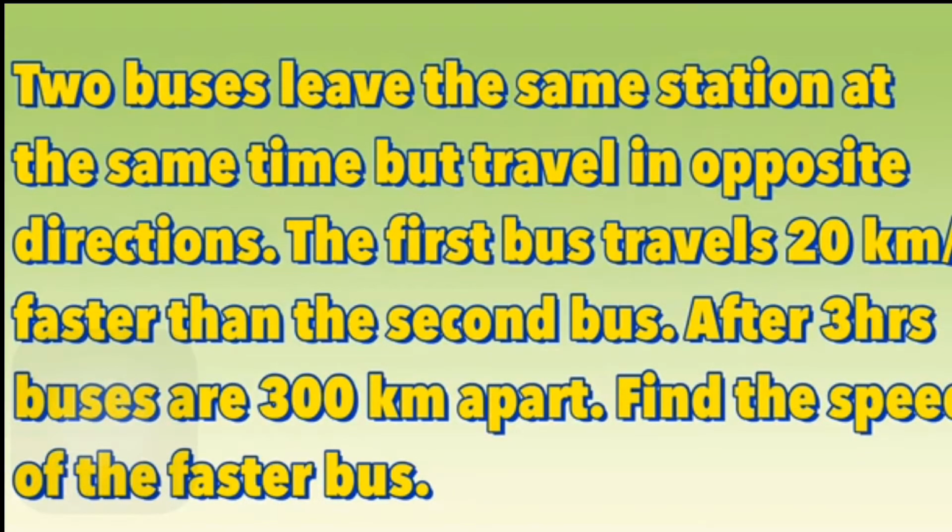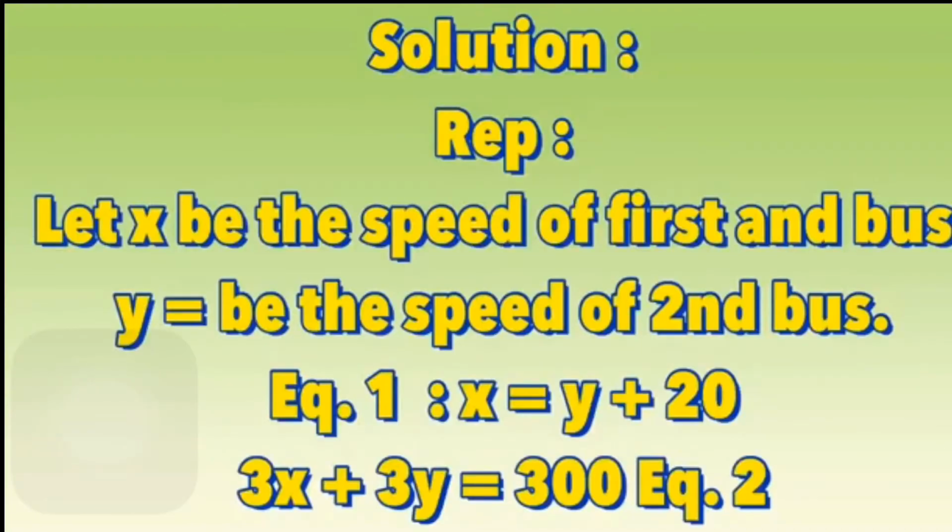So first we're going to analyze what is asked in the problem. We're going to find the speed of the faster bus. So we have to have a representation. Let x be the speed of the first and faster bus. Let y be the speed of the second bus.